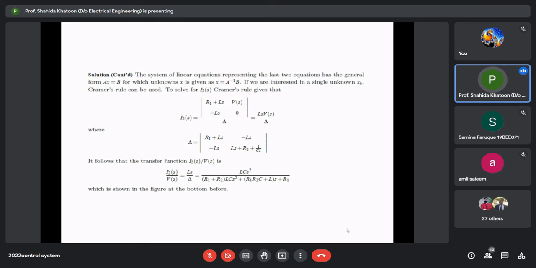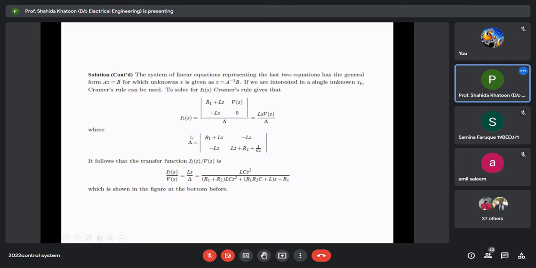In terms of matrix notation, you can write it like this. I2s is determinant of R1 plus Ls, Vs; minus Ls, 0, upon the determinant. So the determinant is R1 plus Ls, minus Ls; minus Ls, Ls plus R2 plus 1 by Cs. The transformation of linear equations into matrix, you can write this. So the matrix form is Ax equal to B, which means X is given by A inverse of B. So you can take the inverse of A, right? So Cramer's rule, you know how to solve the matrix using Cramer's rule.